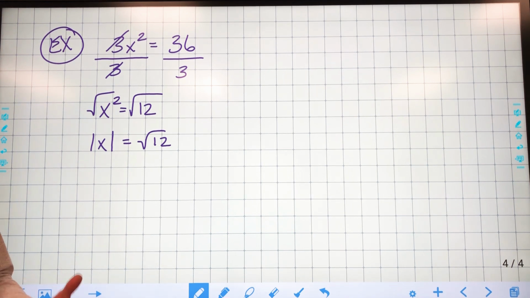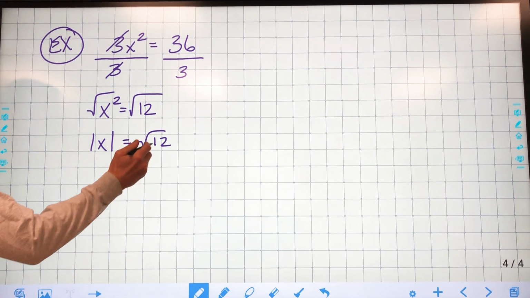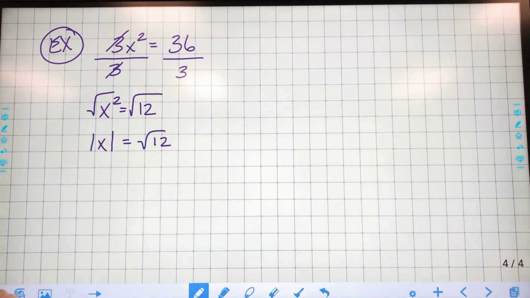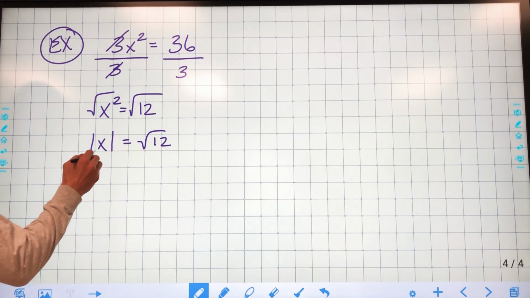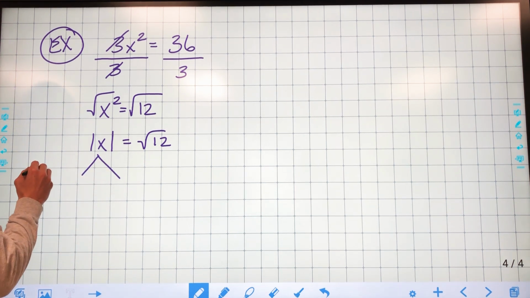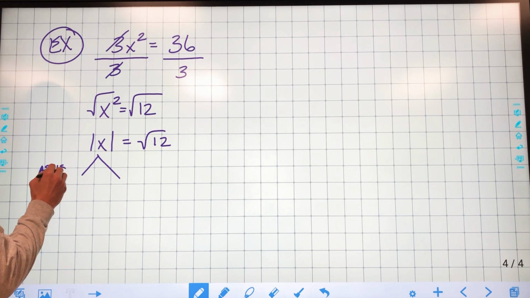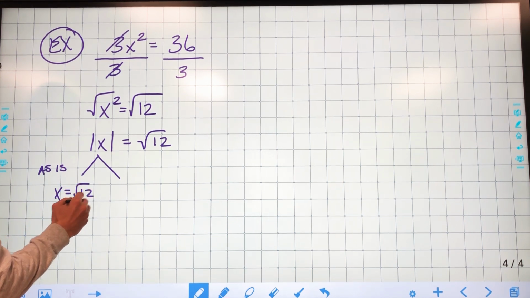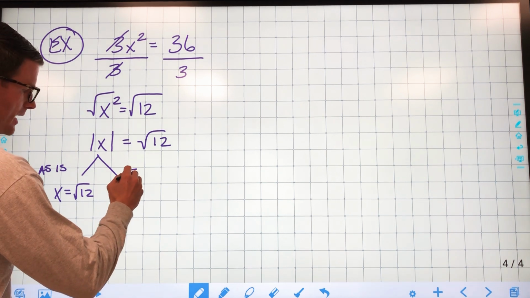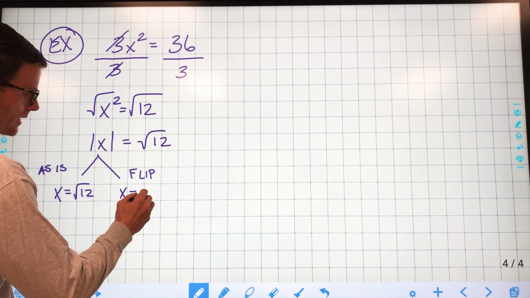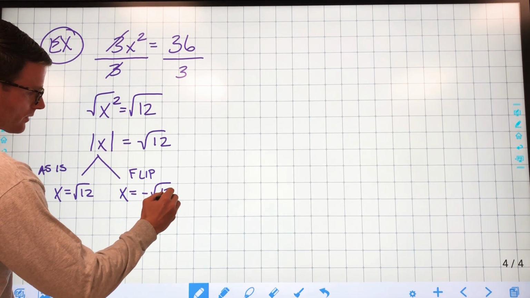So here's another added twist to some of these problems. You're not always going to get a perfect square on this side. That's okay. We know how to deal with that. Everything else still applies. So I'm going to bifurcate, solve as is. I get x equals root 12, and I'm going to flip the sign on the other side. x equals negative root 12.